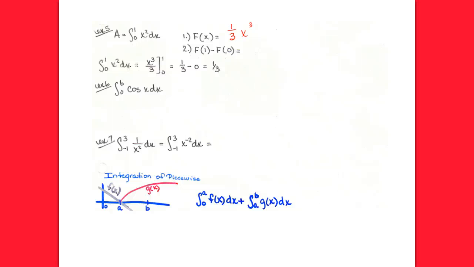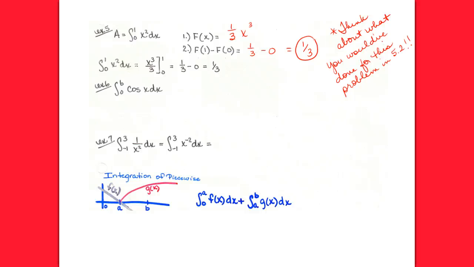All right. Now we're going to go back and we're going to plug in our b value, plug in our a value, and subtract. So what do we get when we plug 1 into this thing? 1/3, right? What do we get when we plug in 0? 0. So we'll have 1/3 minus 0, which is 1/3, and I am done.